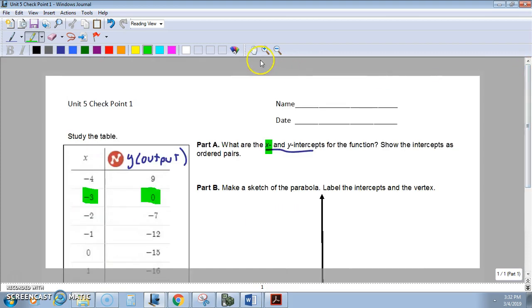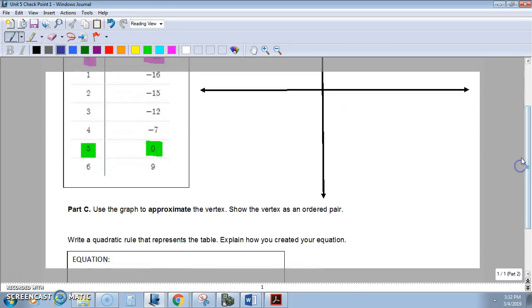And then let's use a different color for the y-intercepts. Use pink. The y-intercept is going to be pink. The y-intercept is going to occur when the x value is 0. And if something is a true function, there's only going to be one of those. All right? So there it is, 0 and -15. So let's go ahead and plot those points on our sketch.